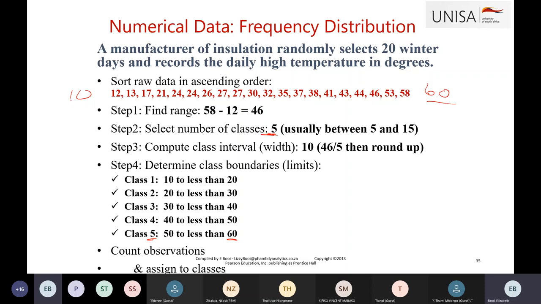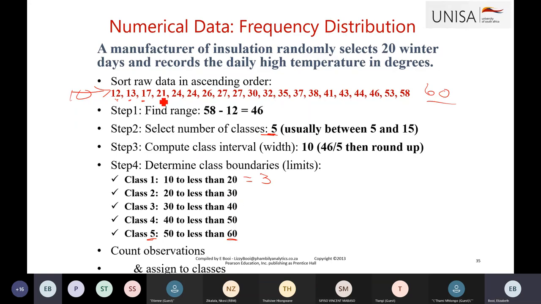Now I need to take my class width and start counting the observations and assigning them to the classes. So the observations are all these values. I'll say any value that falls within 10, but not less than 20, then I start counting 1, 2, 3, because 21 is bigger than 20, so it's only 3. So in this class, the count is 3. And then I move to the next class.